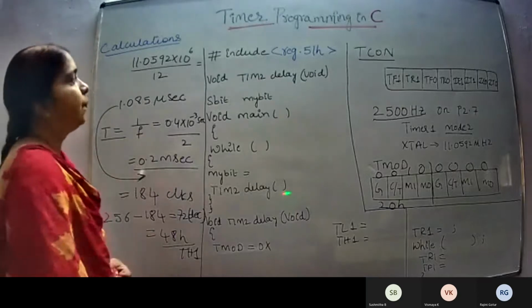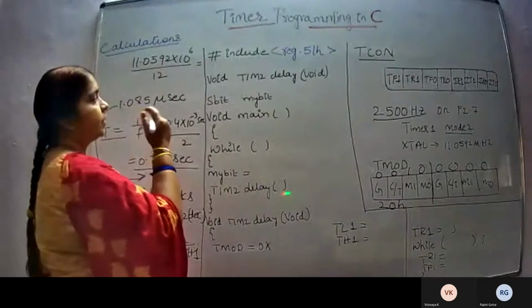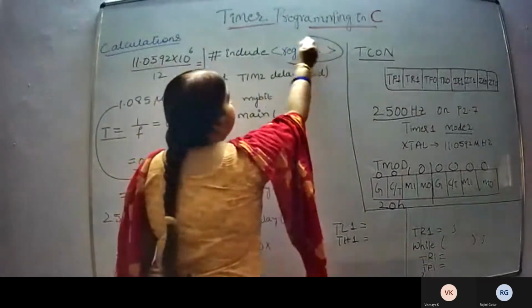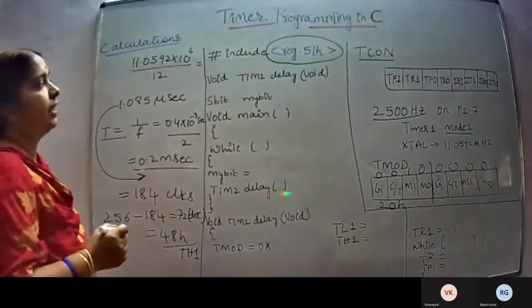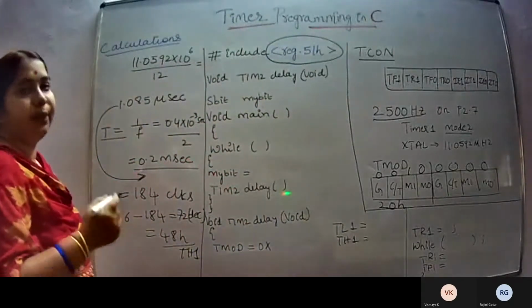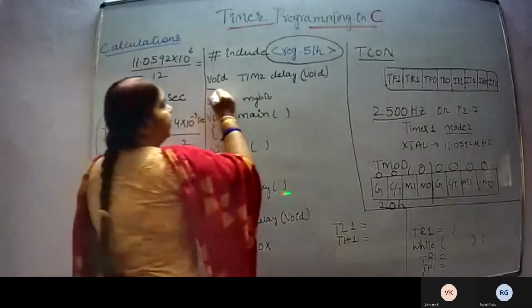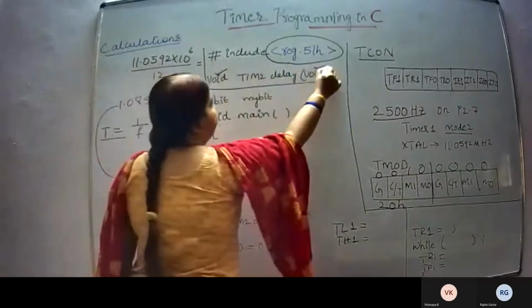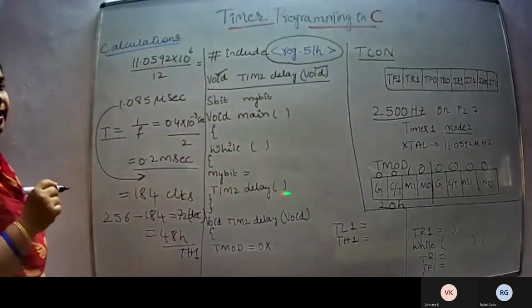Next, we'll write the program in C. In assembly we start with org. Here you have to start by including the file reg51.h, which includes all the important library functions. Next I am calling a delay function, written here. It is not sending or receiving any inputs or outputs, so it is written as void, void.